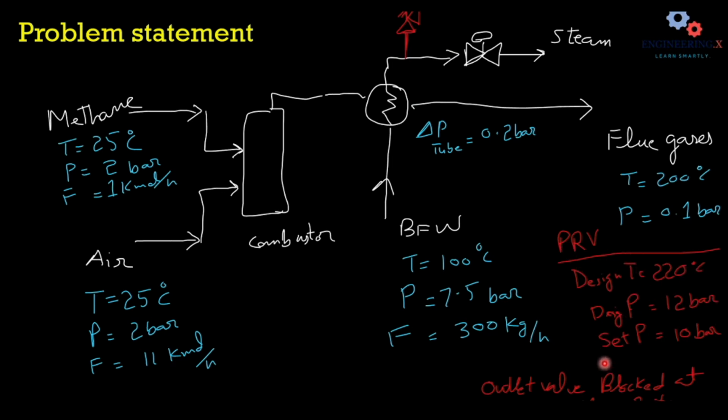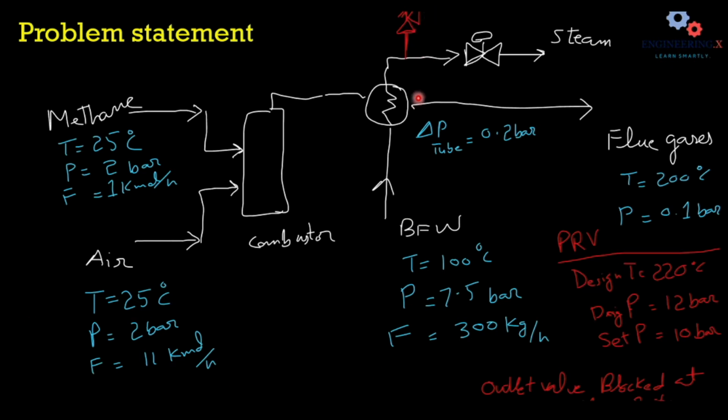The set pressure is 10 bar. Set pressure is the pressure at which, if the line reaches it, this RV will lift up and release the excess pressure from this line to protect the equipment, which in a real situation is the steam drum. But for simplicity I am just taking this very simple case.